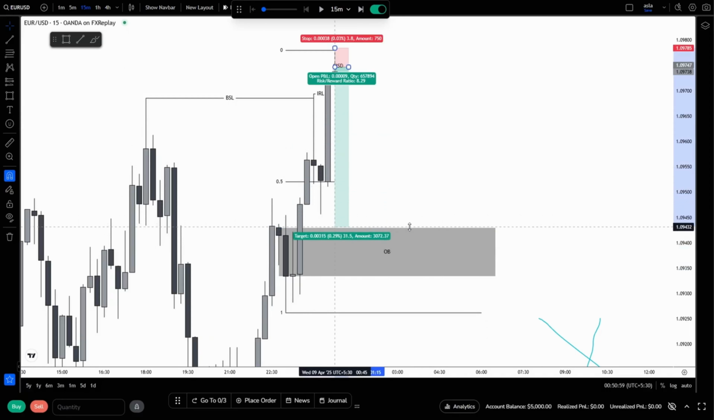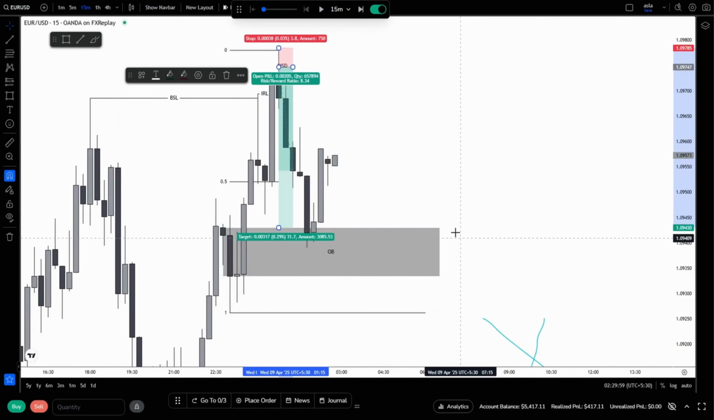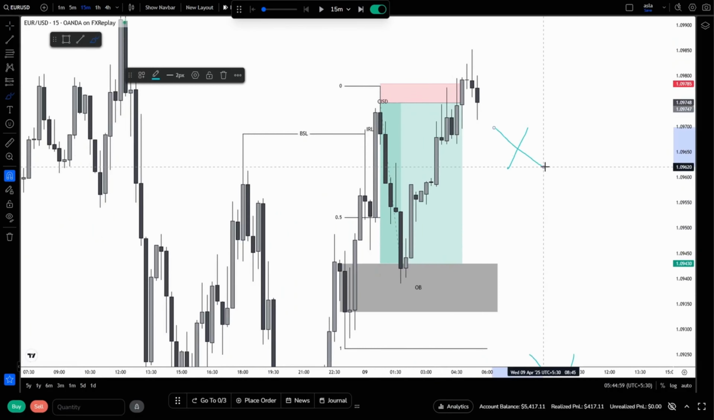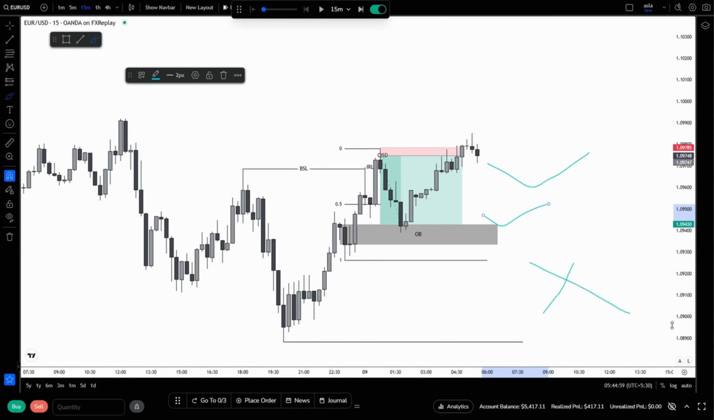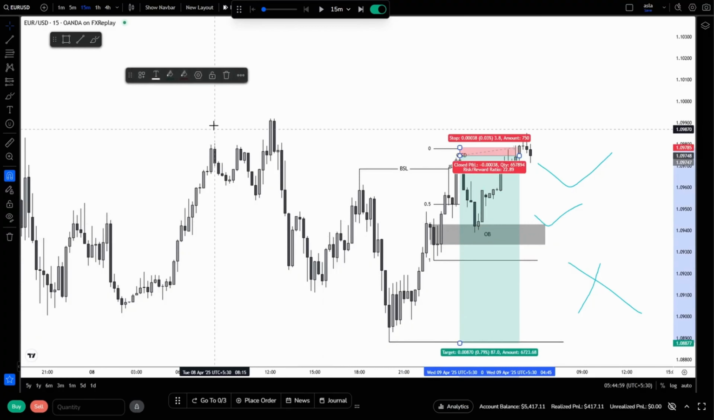If you watch how price reacts, you can see that price comfortably moves into our target, respects that order block, and only after that does it continue higher. This is exactly why I want you to target unfilled order blocks instead of raw highs or lows, because it significantly reduces the chances of getting stopped out unnecessarily.